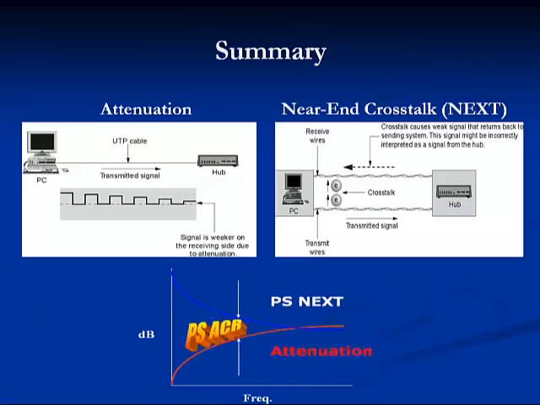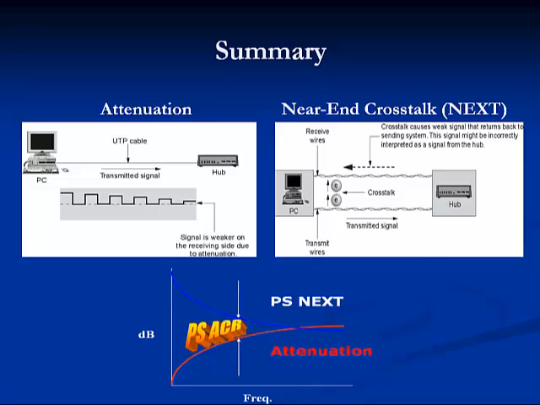In summary, we discussed attenuation, also called loss or insertion loss, which is the weakening of a signal as it travels down the cable. For example, the signal transmitted from the computer's NIC starts out at 4 volts but ends up at the hub at 1 volt. So the attenuation, which again is the loss of signal strength, is 3 volts or 75% or 6 dB.